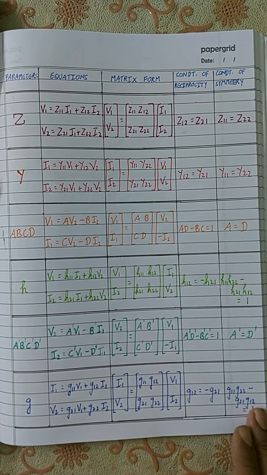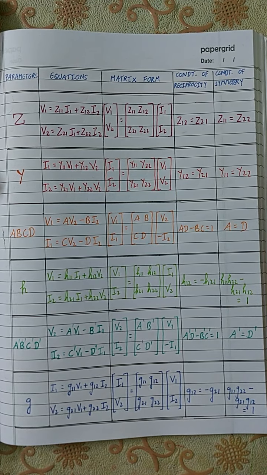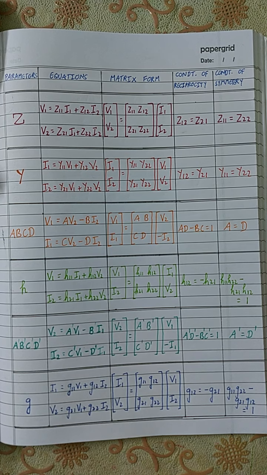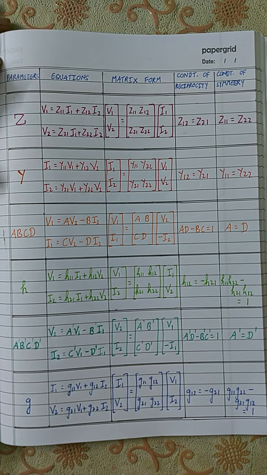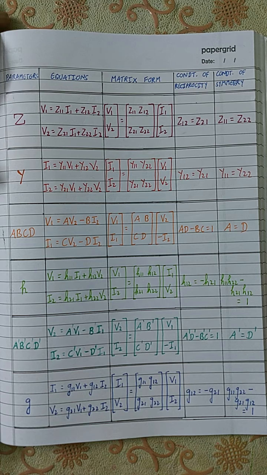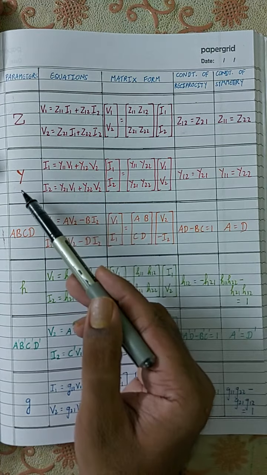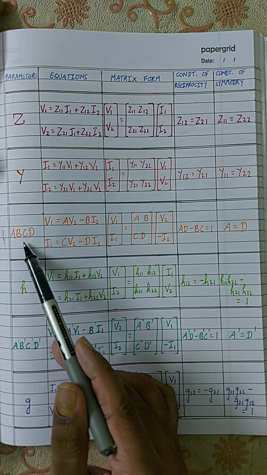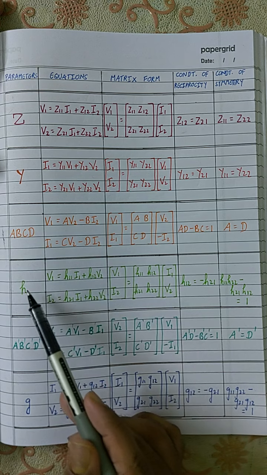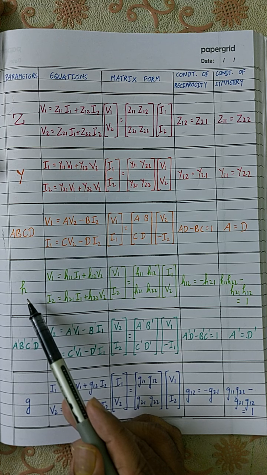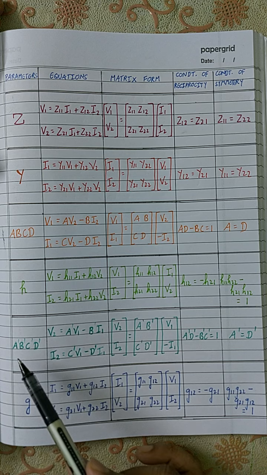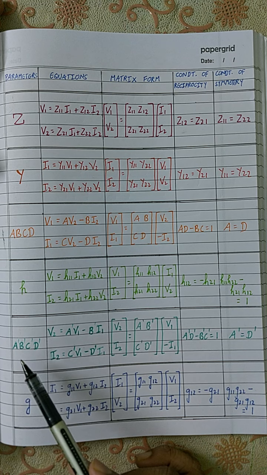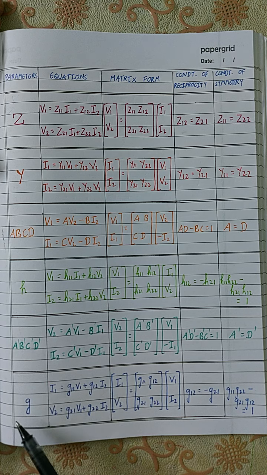So everyone, this is the summary of all the parameters that I have taught you so far. So far we have 6 parameters, totally there are 6 of them. That is the Z parameters, the Y parameters, the ABCD parameters or the transmission parameters, the H parameters or called the hybrid parameters. Then we have the A dash, B dash, C dash, D dash parameters or the inverse transmission parameters. And then we have the G parameters, also called the inverse hybrid parameters.